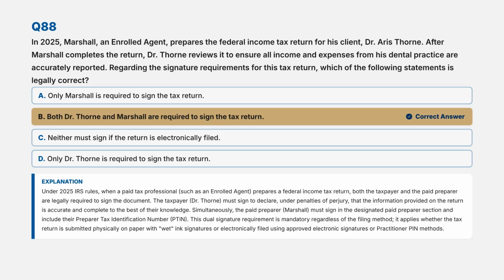Simultaneously, the paid preparer, Marshall, must sign in the designated paid preparer section and include their preparer tax identification number, PTIN. This dual signature requirement is mandatory regardless of the filing method. It applies whether the tax return is submitted physically on paper with wet ink signatures or electronically filed using approved electronic signatures or practitioner PIN methods.